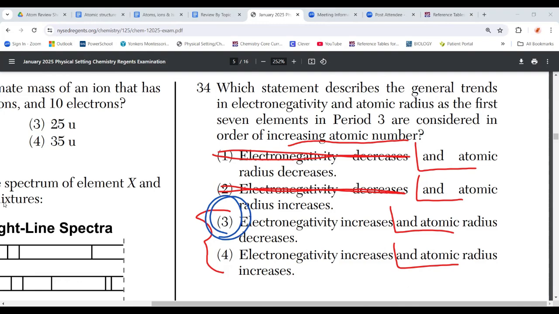So that's that one. I addressed it in two sections. First, I said what's true about the electronegativity. That got me down to a 50-50 shot of getting it. Then I said what's true about the atomic radius.